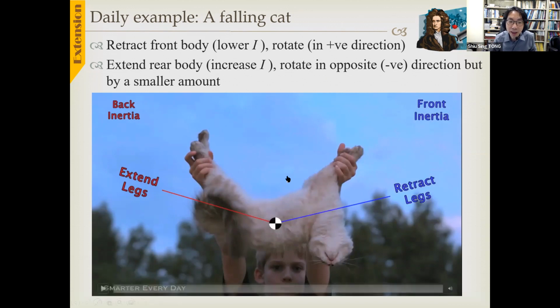Now let's see a slow motion. The cat will first retract. Don't try to do it with your own cat, right? It's very dangerous. I'd better share the screen with you with the video optimized.